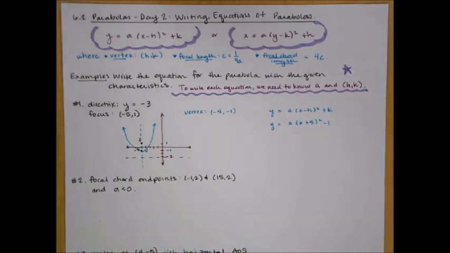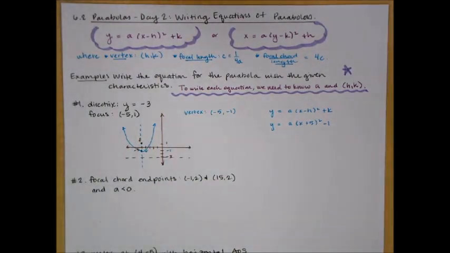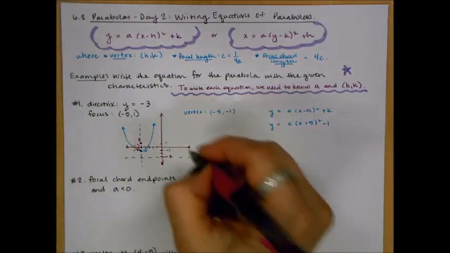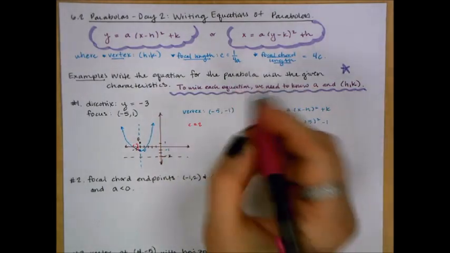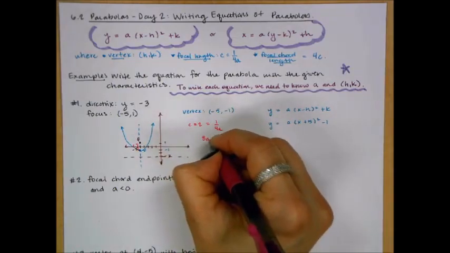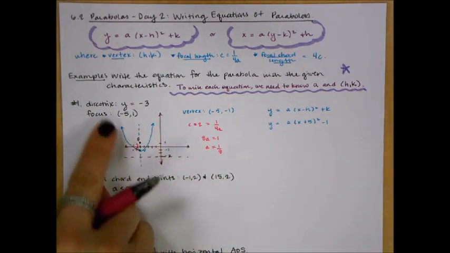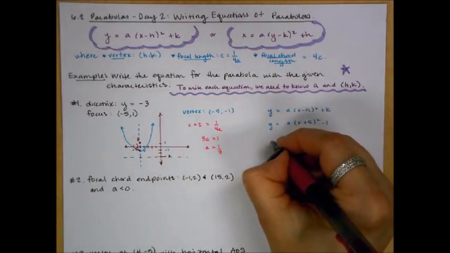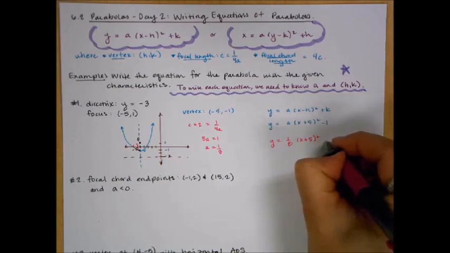Since I know where my vertex and focus are, I know my focal length c. The distance here from focus to vertex is 2 units. So c is equal to 2, and c is equal to 1 over 4a. So 8a equals 1, and a is 1/8. We'll double check: because my parabola is opening up, a should be positive. So we're going to plug this value in here, and that's the equation for our parabola.